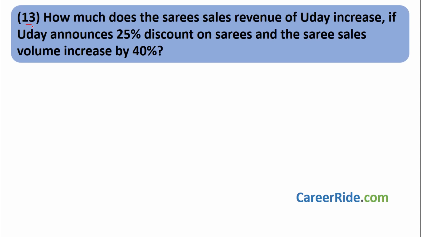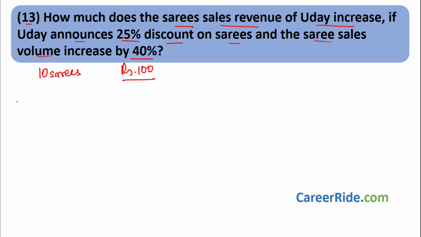Question number 30. How much does the sarees sales revenue of Uday increase if Uday announces a 25% discount on sarees and the saree sales volume increases by 40%? Again, over here, we do not know exactly how much the revenue is earlier, how much the revenue is later and all that stuff. So let us start with some assumption. Let us say that Uday sells 10 sarees, okay? Uday sells 10 sarees and the price of each saree is rupees 100.